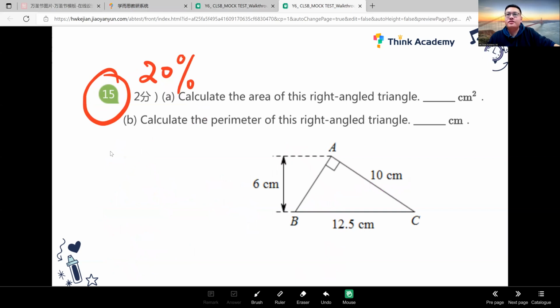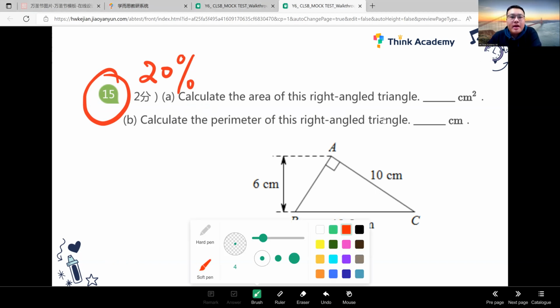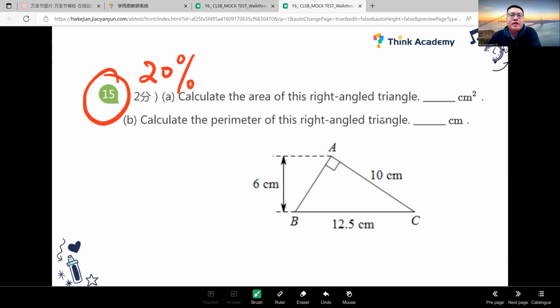So this one is also a very interesting question. Let's see, calculate the area of this right angle triangle. In most right angle triangles, we can get the area using the two legs, using this line and this line together. But in this question, you see that we have no idea about the length of AB, right? We don't know that. But what we know is that if you draw from A the vertical line to BC.